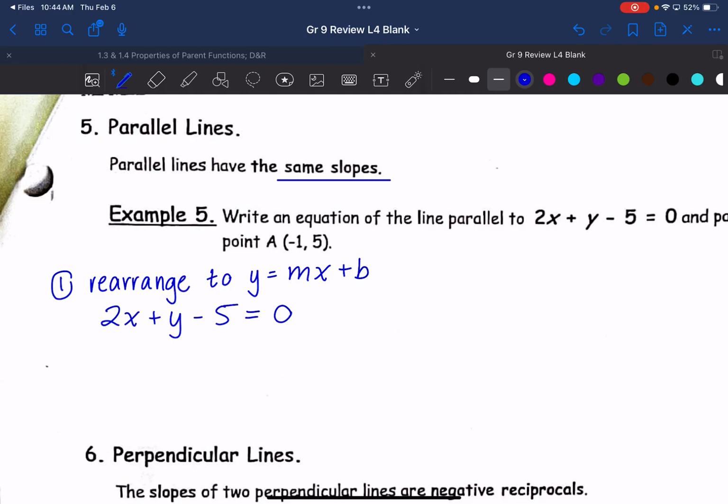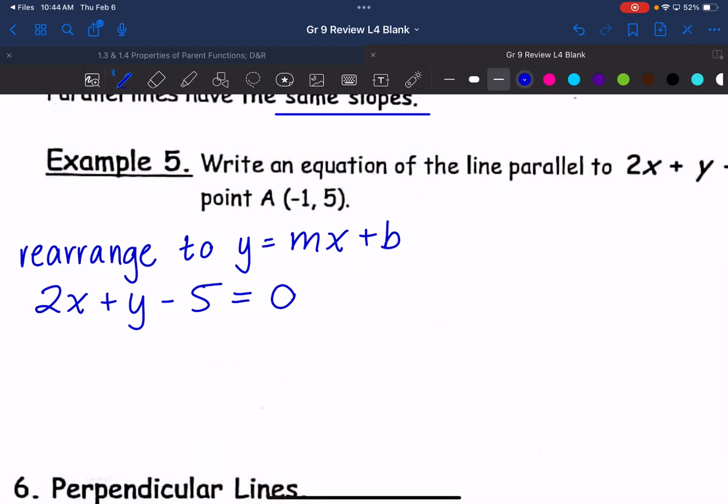Goal is y needs to be by itself, so everything else is getting the boot. It's getting kicked over. So this is going to be y equals, and everything flips signs when we change it over. So this is going to be minus 2x plus 5. Is that okay? That's the first time I did it without the arrows.